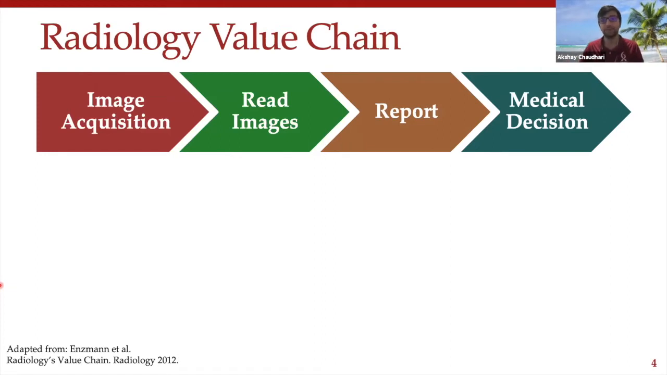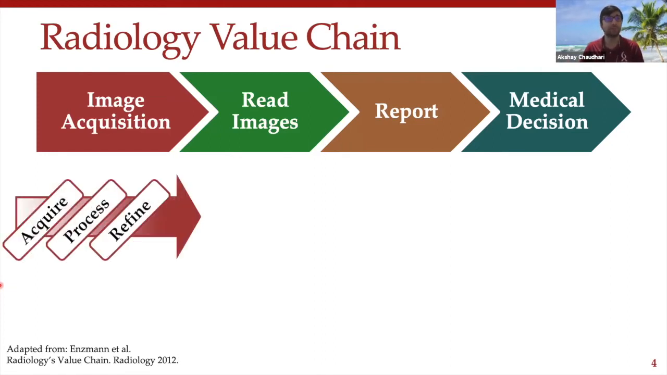And each of these building blocks of the value chain have different subtasks too. So for example, within image acquisition, we have to acquire some raw data to begin with. We have to process that in a way that we transform that raw data into a form that we can interpret from a radiologist's perspective. And there are different techniques with which we can refine what these images look like.